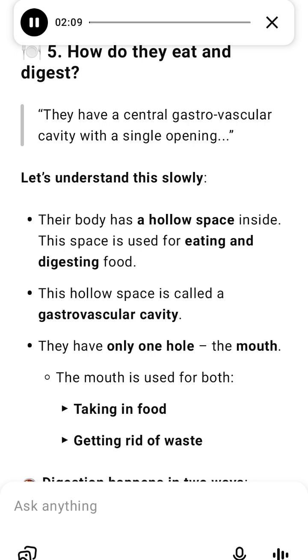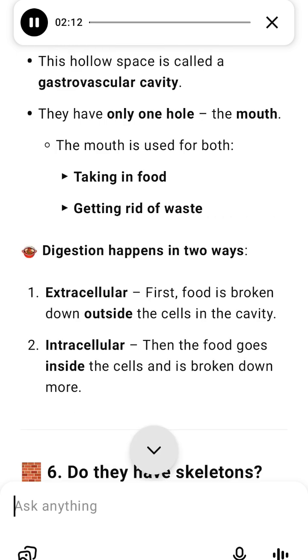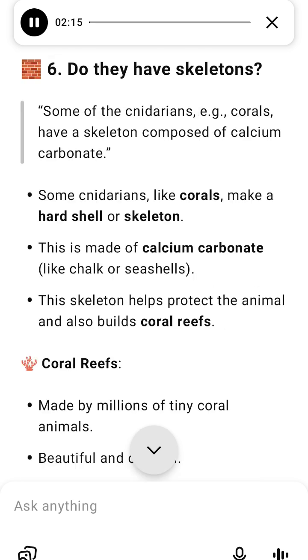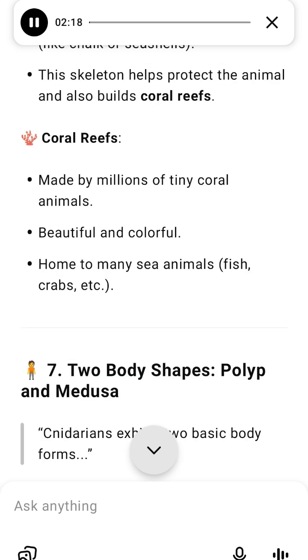8. Body forms, 2 main shapes. Cnidarians come in 2 main body forms. A. Polyp: tube-like body, mouth and tentacles face up, stays fixed in one place, lives attached to rocks or seabed. Examples: hydra, sea anemone, corals.